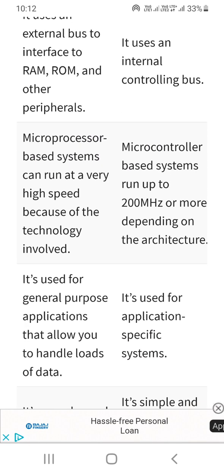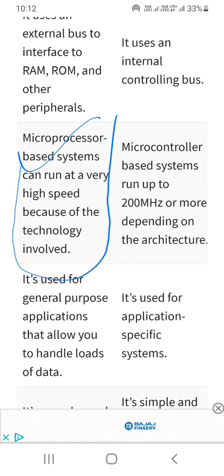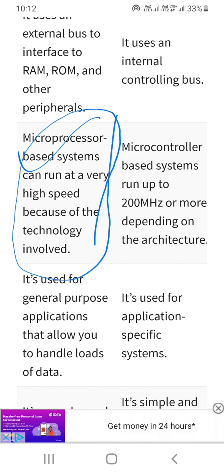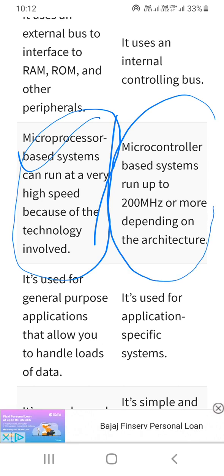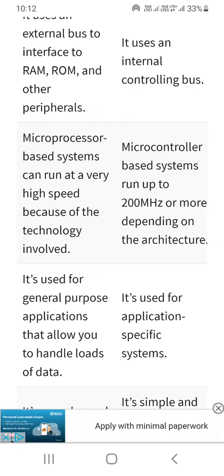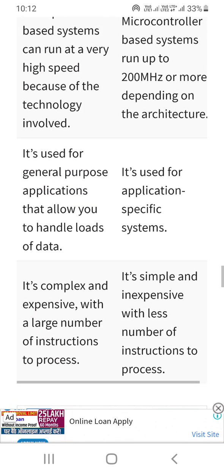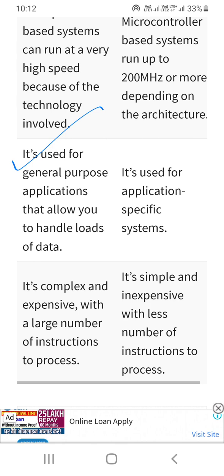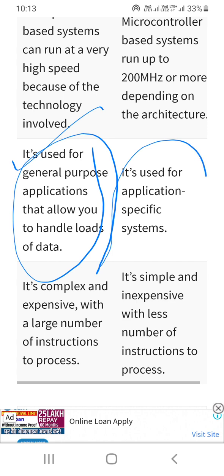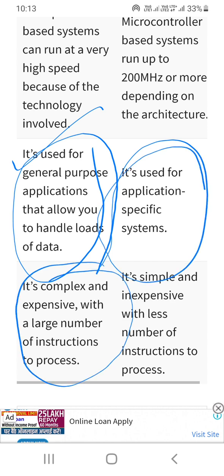Microprocessor based systems can run at very high speed because of the technology involved, whereas microcontroller based systems run at 200 MHz or more depending on the architecture. A microprocessor is used for general purpose applications that allow you to handle loads of data, whereas a microcontroller is used for application specific systems. A microprocessor is complex and expensive with a large number of instructions to process, whereas a microcontroller is simple and inexpensive with fewer instructions to process.